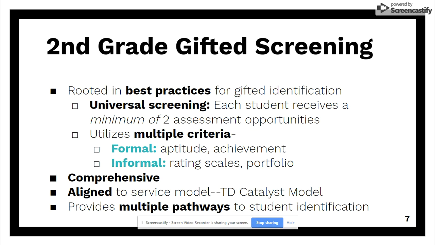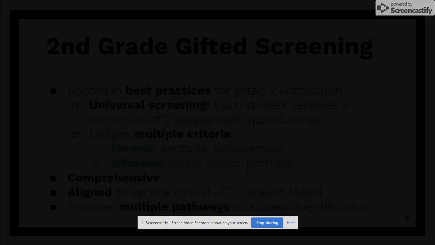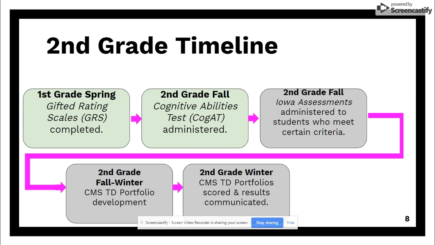Our district employs best practices in gifted identification. All students are screened and receive a minimum of 2 assessment opportunities. We utilize multiple criteria, including formal and informal opportunities. The process is comprehensive and aligned to our TD Catalyst service model. This flow map shows the timeline for our gifted screening process. The green signifies universal screening. Each student receives a minimum of COGAT plus GRS. Other opportunities are available once certain criteria are met.